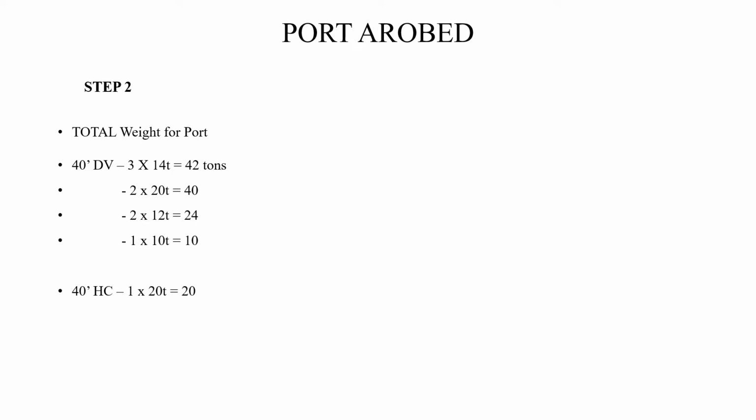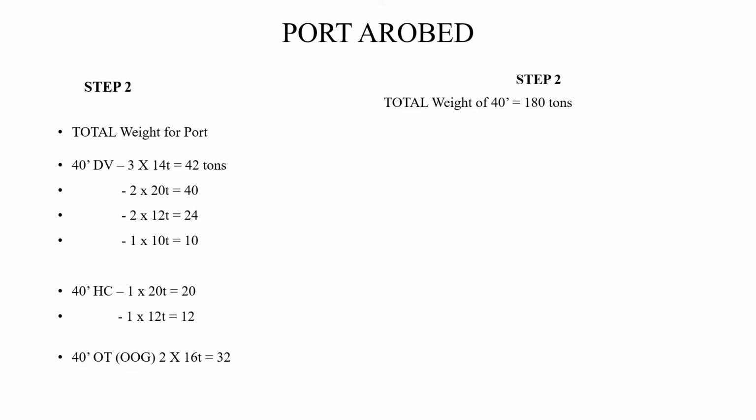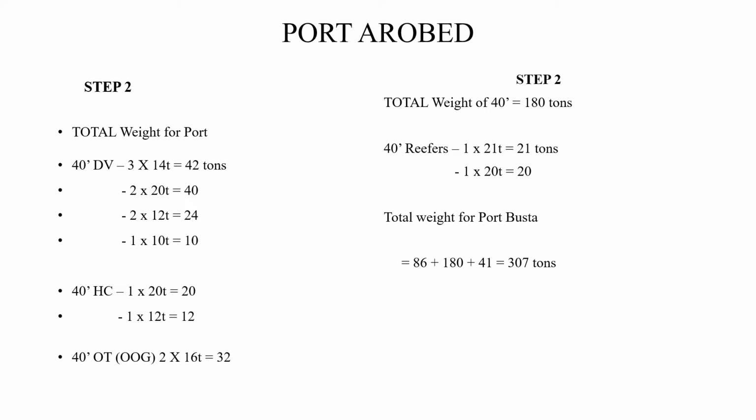We look at now the 40s, again all the containers with the weight, and we end up with 180 tons for the 40s. The reefers have 2 different weights. One is 21 tons, one is 20 tons. So that's 41. So the total weight for Port BUSTA when we calculate everything is 86 plus 180 plus 41, which gives us 307.